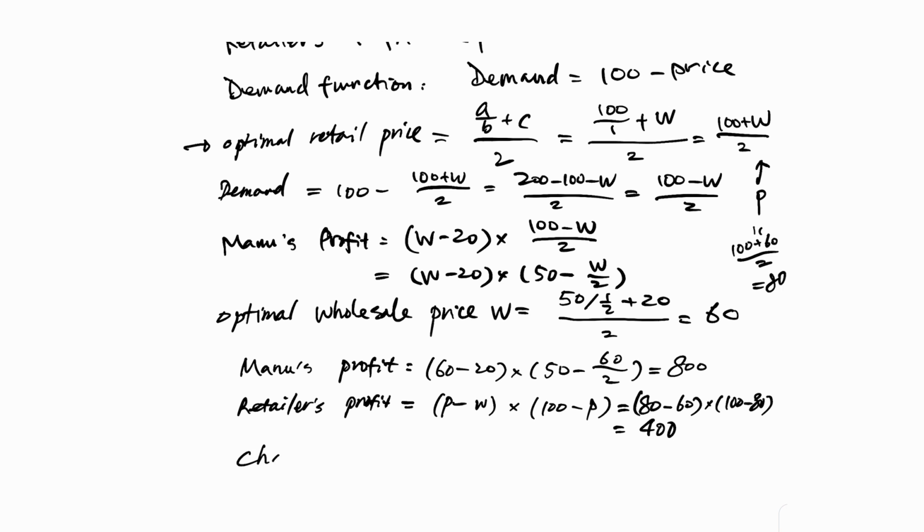Given the manufacturer's and the retailer's profits, we can calculate the total channel profit. In this case, it's 800 plus 400, which is 1200. So that is how we calculate the profits in a double marginalization situation.